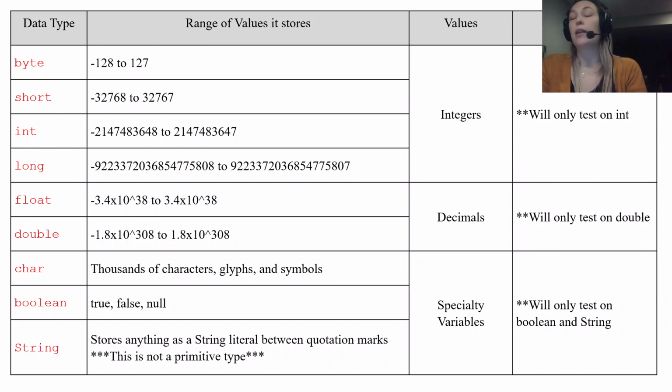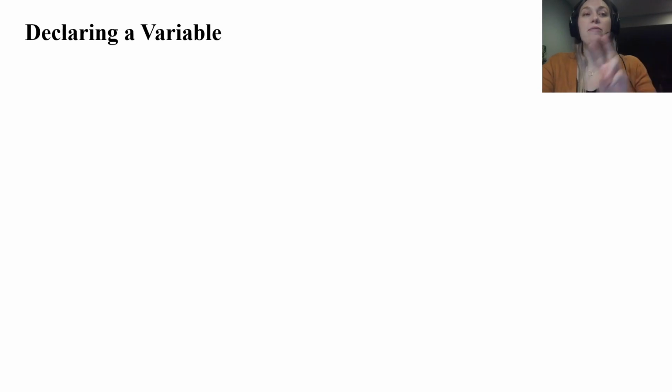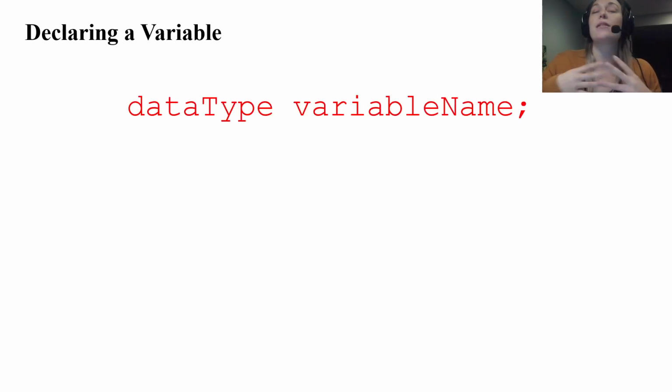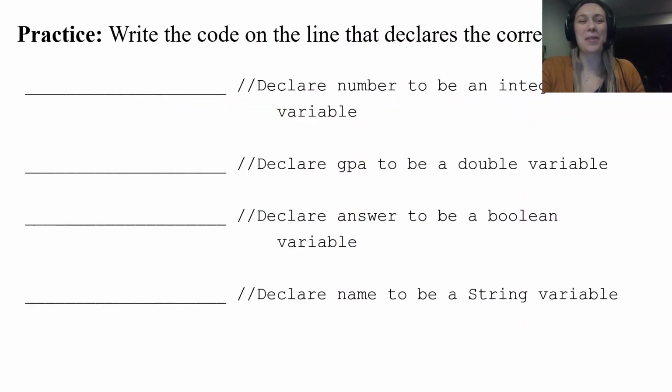Now, how do we declare it? We said we needed to declare what data type it is so that Java knew how big of a container it needed. And then we also had to have an identifier with it. Those 2 things together are declaring a variable. So you start with your data type, space, followed by your variable name, and then your semicolon after that. And that's declaring a variable.